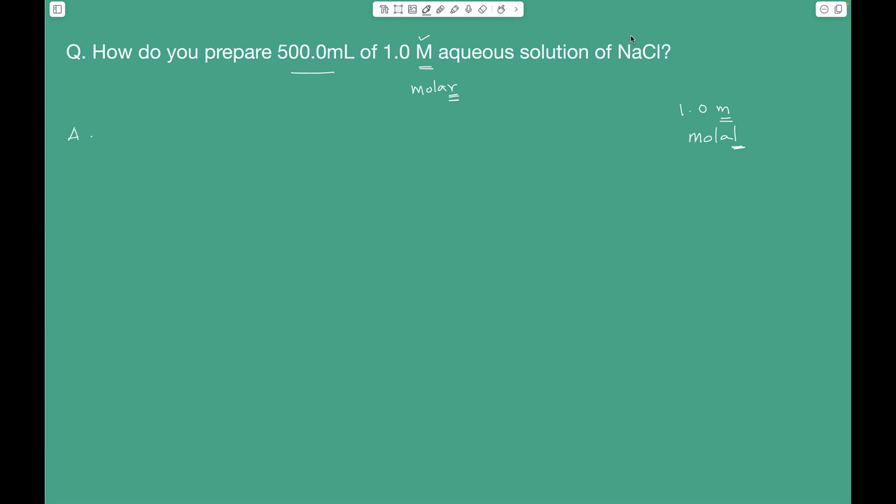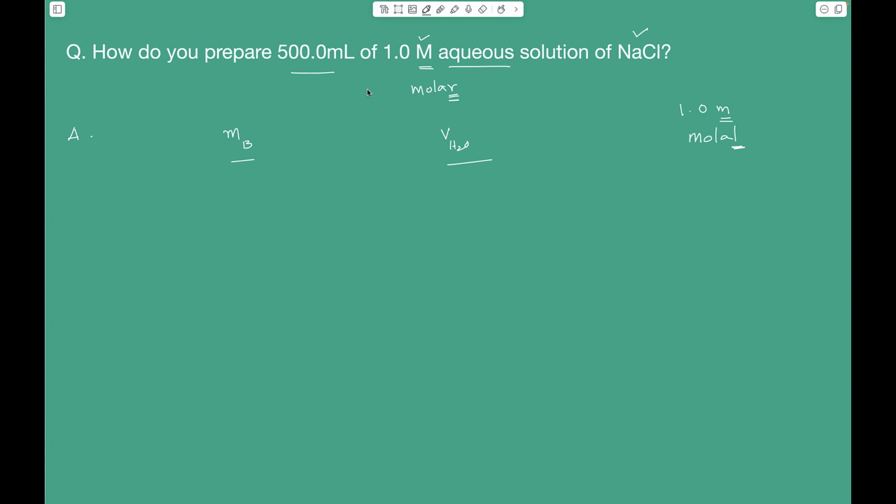Now how do we answer this question? Here obviously the solute is sodium chloride and the solvent is water because we have to prepare an aqueous solution. And to answer this question, you need to figure out the mass of sodium chloride needed to prepare this solution and the volume of water required to prepare this solution. If you can figure these two things out, then you answered the question.